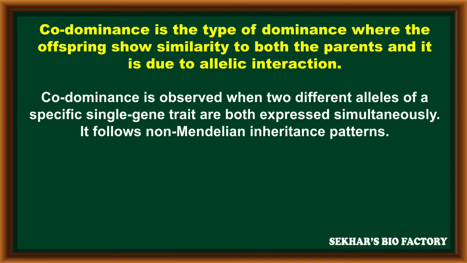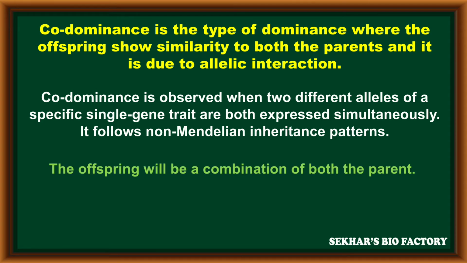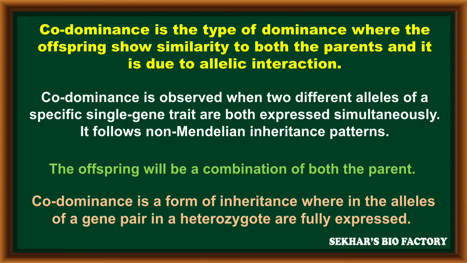Codominance is observed when two different alleles of a specific single gene trait are both expressed simultaneously. Such type of codominance follows non-Mendelian inheritance pattern. The offsprings will be a combination of both the parents. Codominance is a form of inheritance wherein the alleles of a gene pair in heterozygous condition are fully expressed.